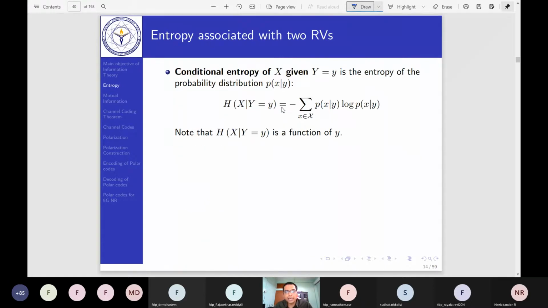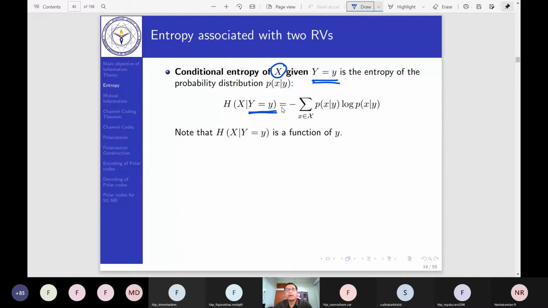And as I said, the detection rule is that we know the received value. Then we have to estimate x. What was the bit that was transmitted? So we have to study this conditional entropy. That means, given y, what is the uncertainty left in x? This is the given event that y is taking a specific value, small y.